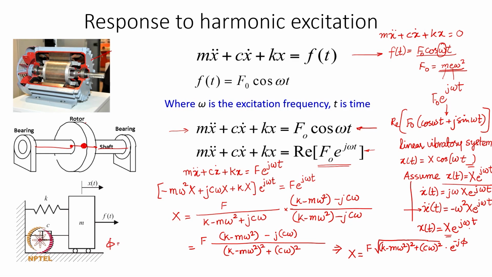So, what is that phi angle? That is going to be the tan inverse of B by A. Now, what that B is, is C omega over k minus m omega square, and this negative sign I have already accounted for in writing it as e to the power minus j phi. We know this from our complex algebra. So, k minus m omega square whole square plus C omega square.